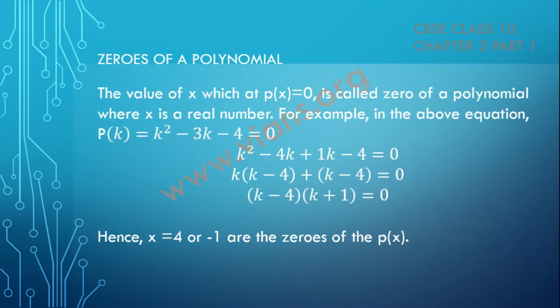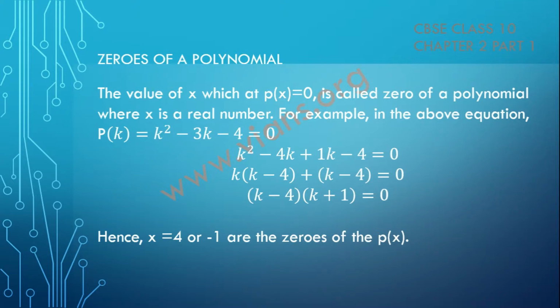Now coming to the zeros of a polynomial. The zeros of the polynomial are the values of x at which p of x is 0. Basically those are the roots of the polynomial or zeros of the polynomial, in which case x is a real number. Alright, so it can't be an imaginary number. Example, p of k is equal to k square minus 3k minus 4.